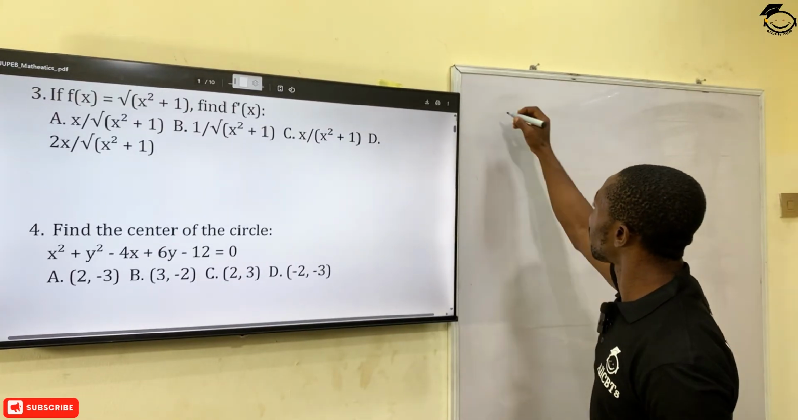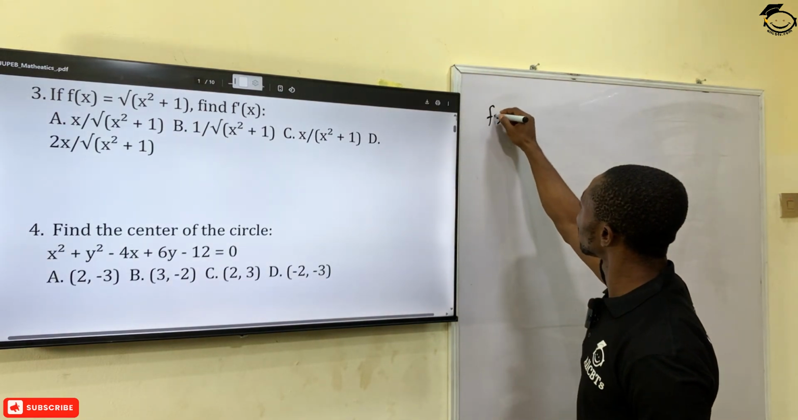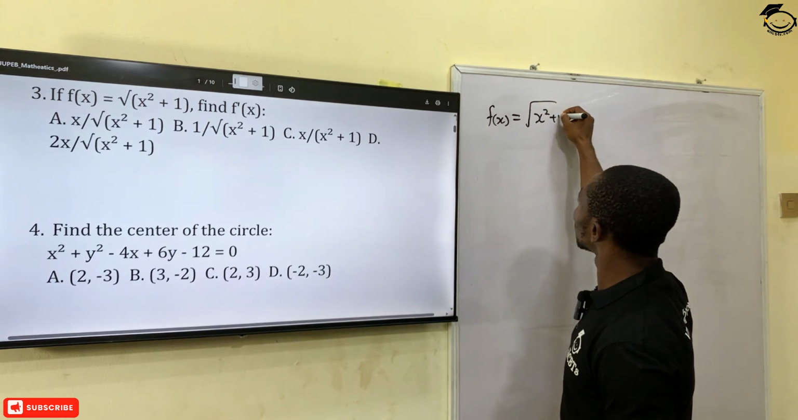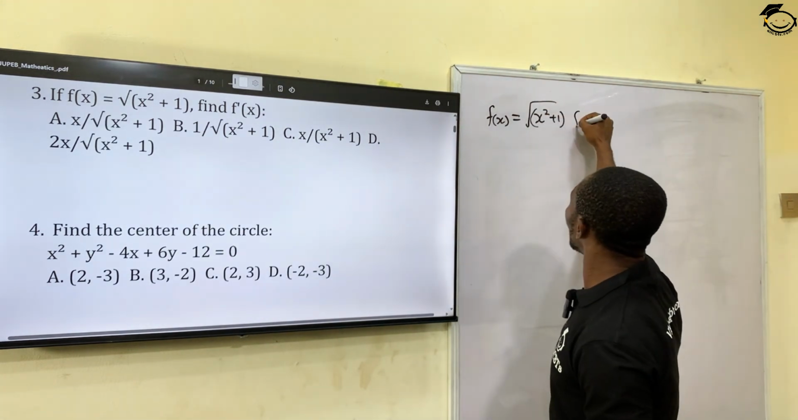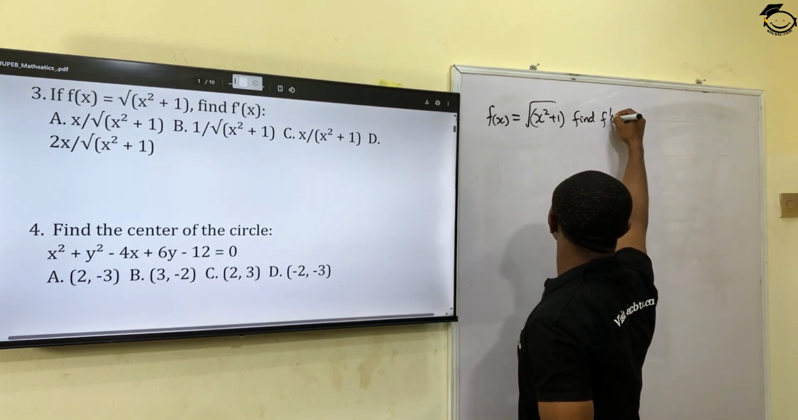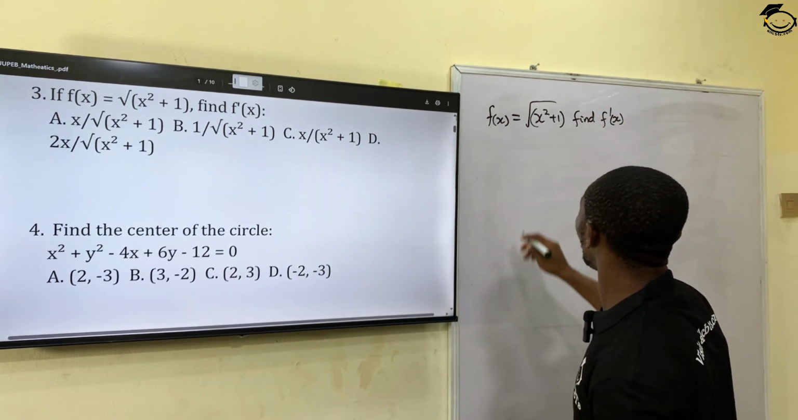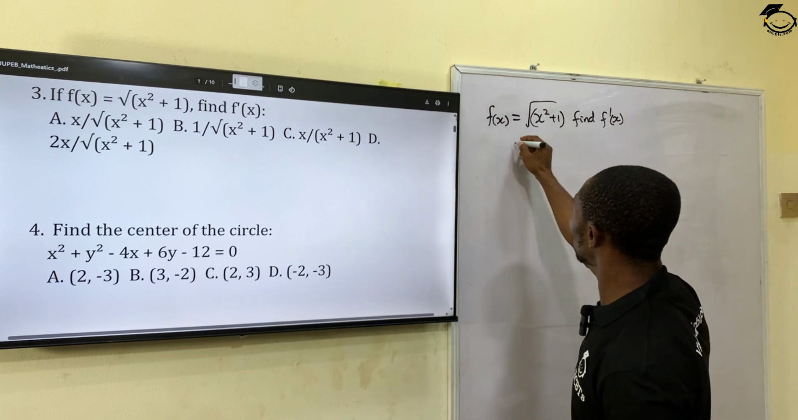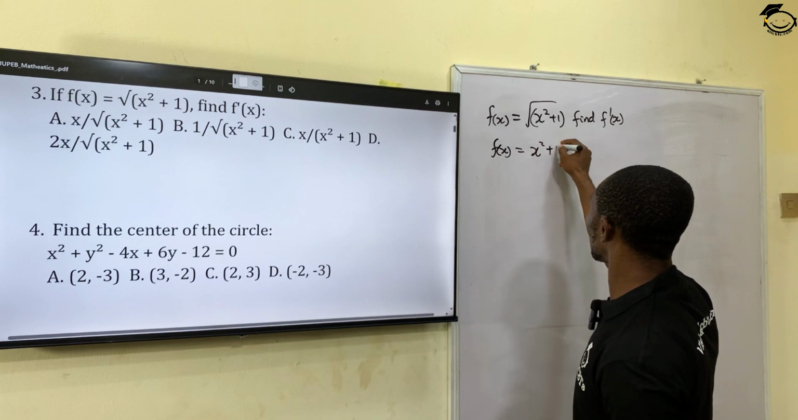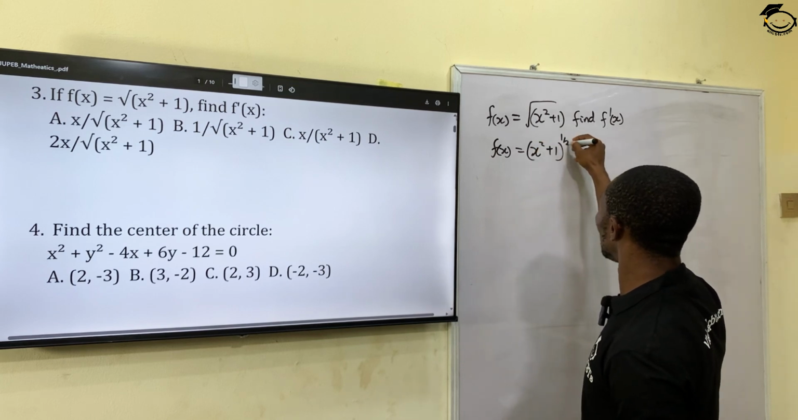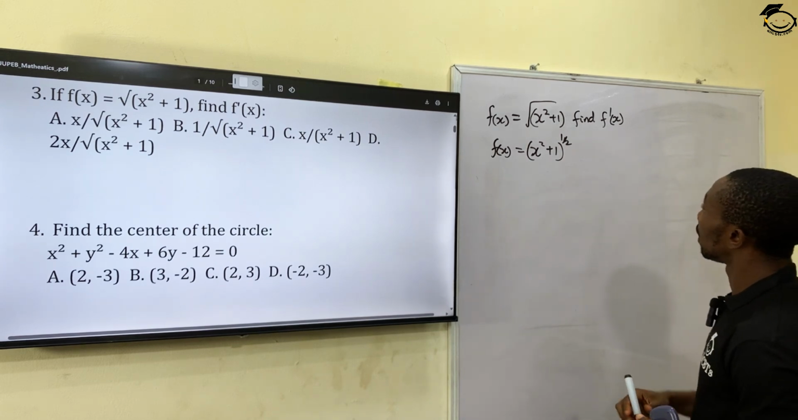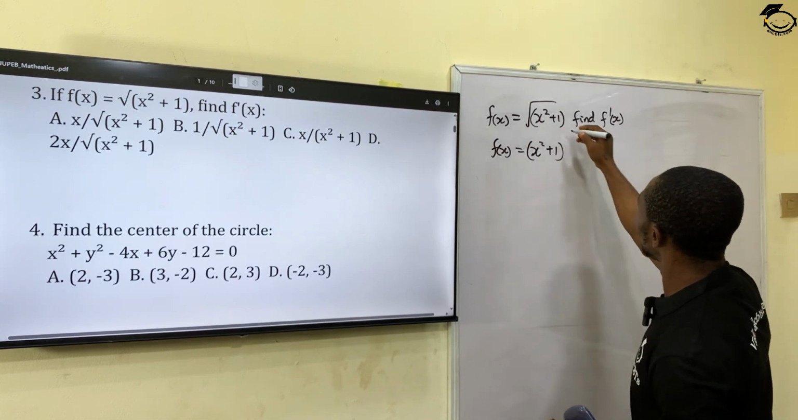If f of x equals root of x squared plus 1, find the derivative of f of x. Now, in order to do this, let's change this to f of x equals x squared plus 1 raised to the power half, since we know that mathematically our root sign is raised to the power half.